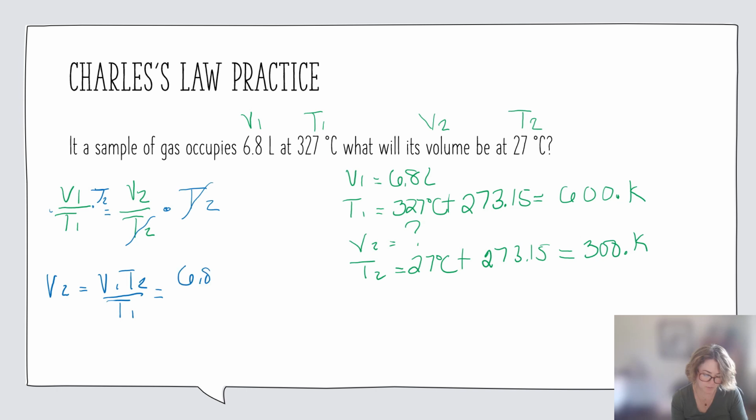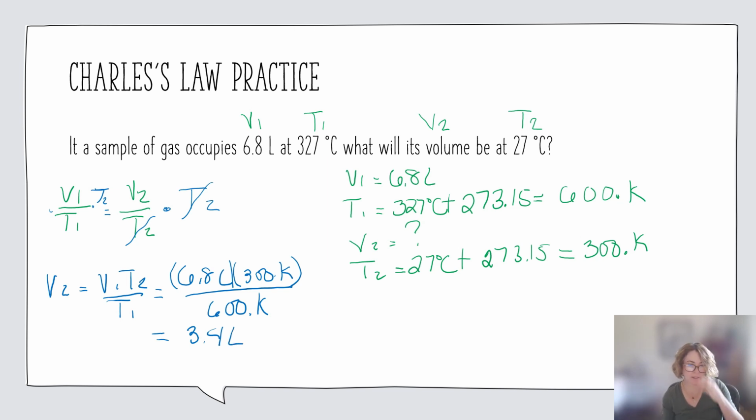So I have 6.8 liters times 300 Kelvin over 600 Kelvin. And that is going to equal 3.4 liters. I am only allowed to keep two significant figures in the end because 6.8 only has two significant figures.